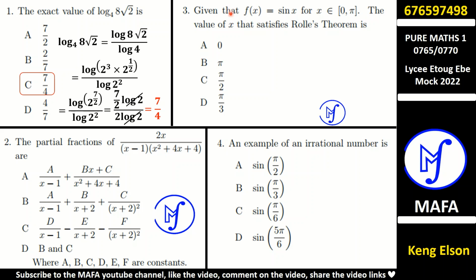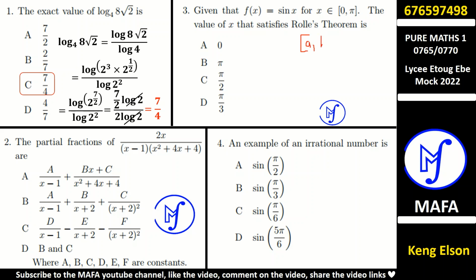It reads, given that f of x equal to sine x for x in interval 0 to pi, the value of x that satisfies the Rolle's theorem is. So what is the Rolle's theorem first of all? Now it says that if a function is continuous over an interval ab, so we have an interval ab, a closed interval first.